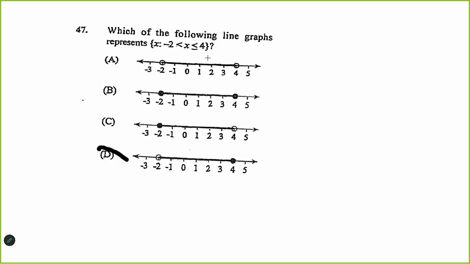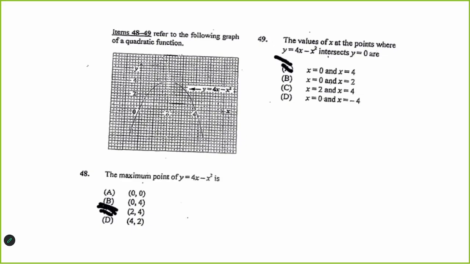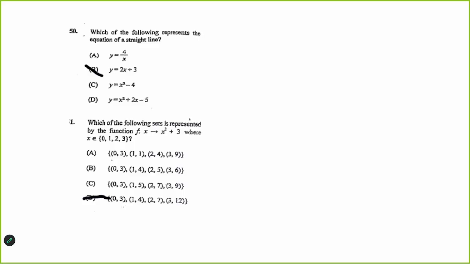This one here, I explained it because there's no equal to. You have your 0. You have an unshaded circle, and because this was equal to 4, you shaded. So it would be D. This one here, repeated question, x is 2, y is 4. This one here, it intersects here, x is 0 and x is 4 when y is 0.